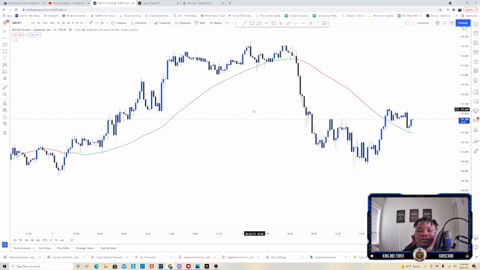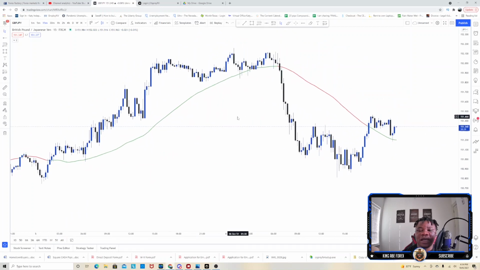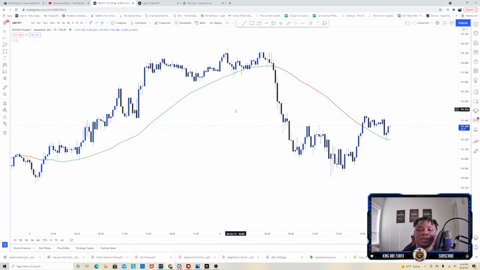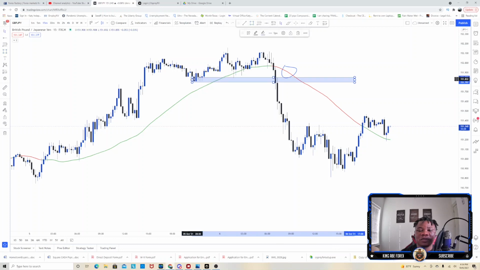We don't even have to go too far. So now for a sell position, what we simply need to look for, we need two confirmations as well. We need the 55 SMA to be red. That's the first confirmation. Now our second confirmation is we need price to close below our support zone. That's what we're actually looking for.